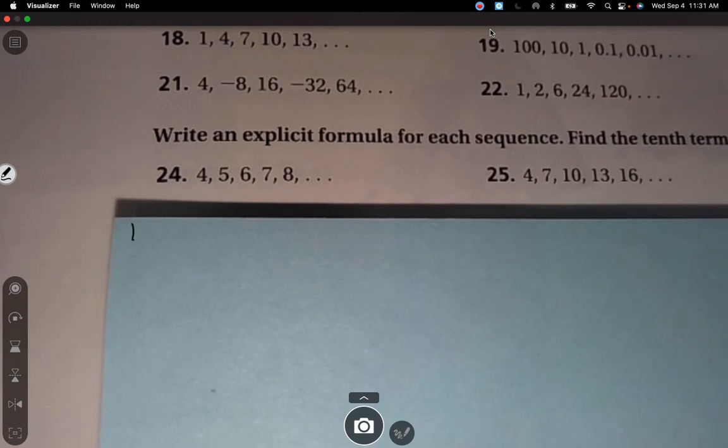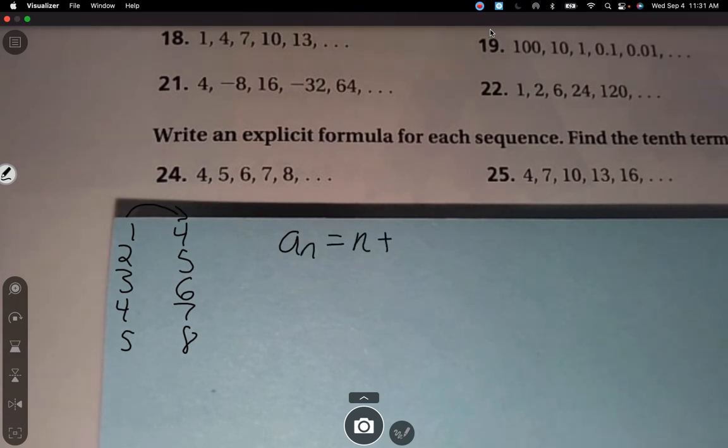This is how I always do it when I'm dealing with explicit, because you're trying to say, how do I go from here to here? What's my second term? 5. Third term? 6. Fourth term, 7, and fifth term is 8. What am I doing to go from my X to my Y? Adding 3. That's your formula. So my formula is n plus 3. I believe that's how they write it.